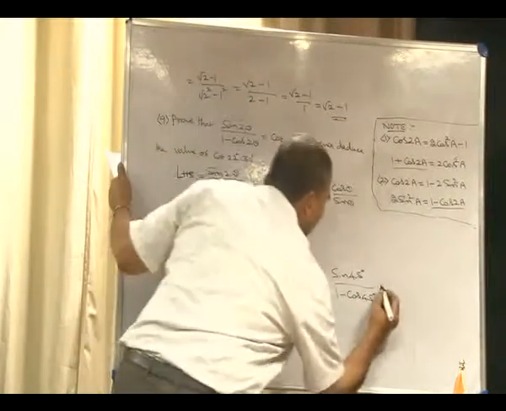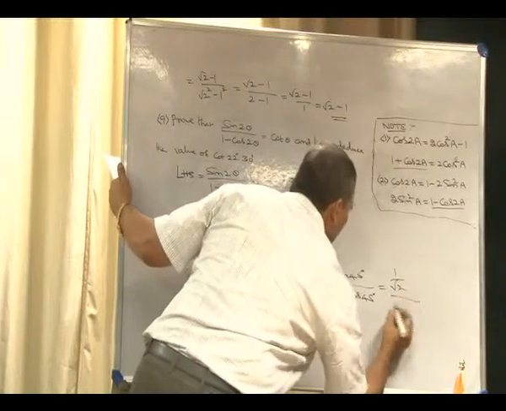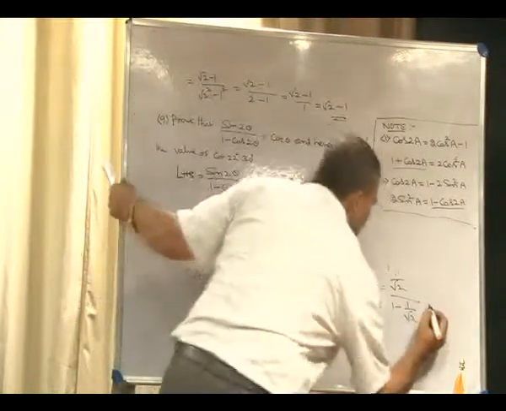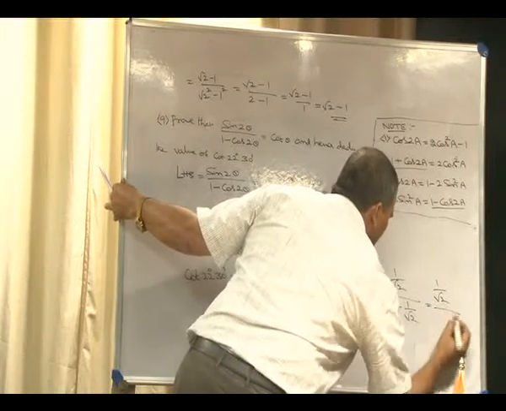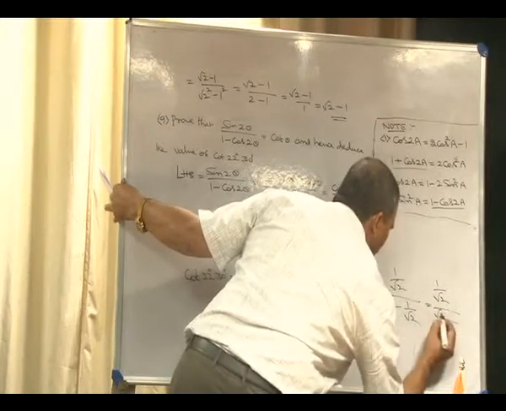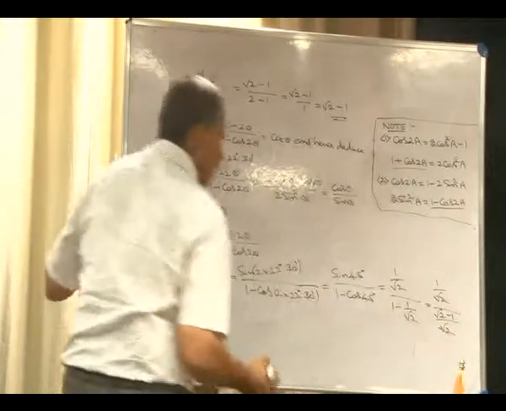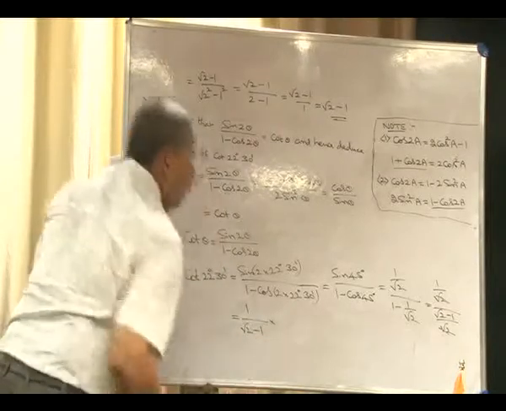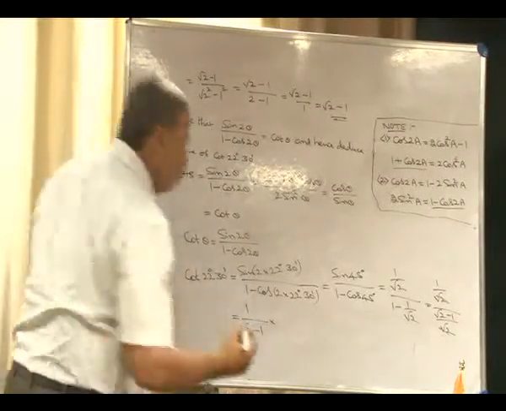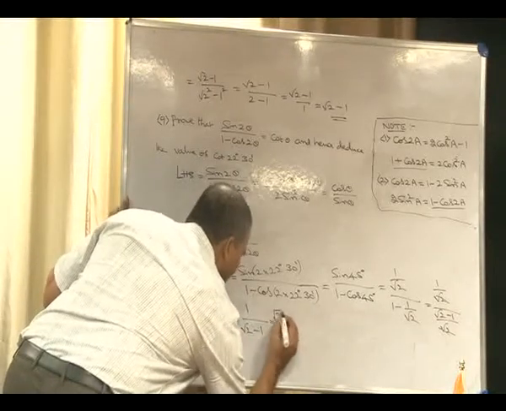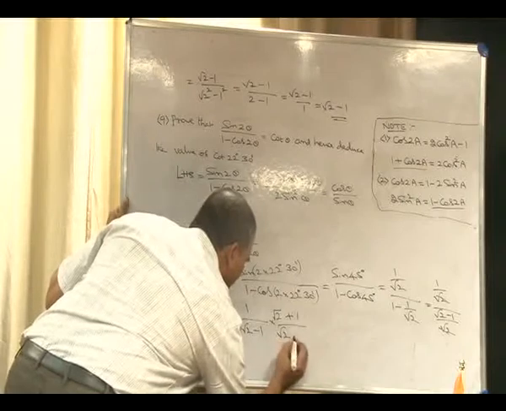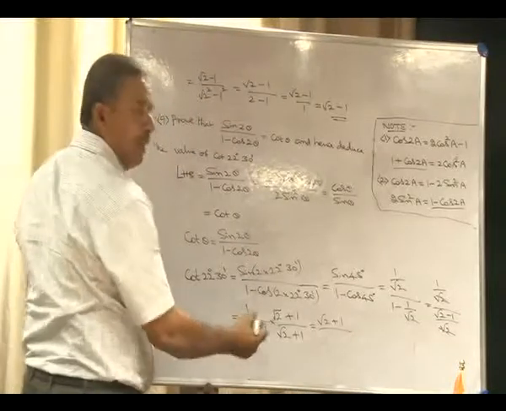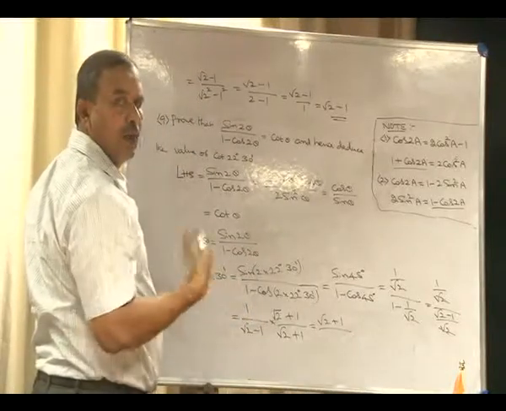The value of sin 45 degree is 1 over root 2, by 1 minus cos 45, which is also 1 by root 2. That is equal to 1 by root 2. In the denominator root 2 is the LCM, that is root 2 minus 1. The root 2 cancels. That is equal to 1 by root 2 minus 1. The rationalizing factor of the denominator is root 2 plus 1. The numerator is 1 into root 2 plus 1, which is root 2 plus 1.